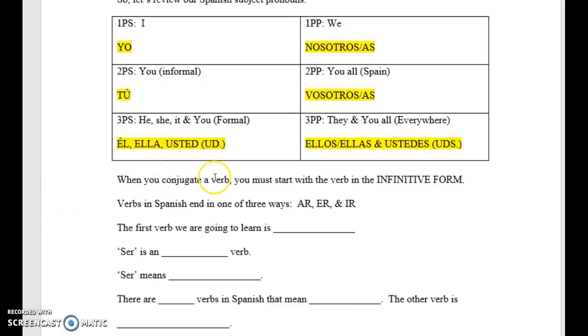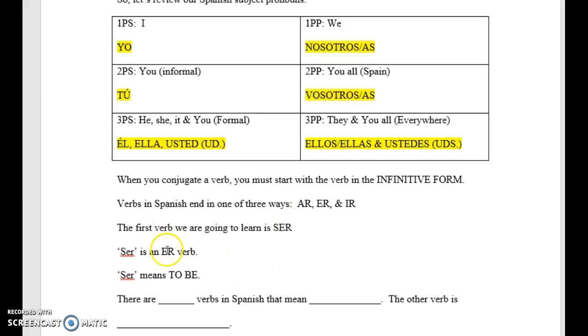When you conjugate a verb in Spanish, you must start with the verb in the infinitive form or the unconjugated form. We've talked about this a little bit with the short stories that we've done. Verbs in Spanish will end in one of three ways. We have AR verbs, ER verbs, and IR verbs. This means that the last two letters of verbs in Spanish are always going to be the letters AR, ER, or IR. The first verb we are going to learn in Spanish is the verb ser.